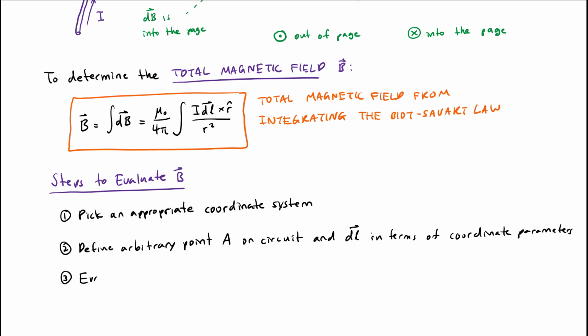Once you have that, then you'll be able to evaluate this cross product, dl crossed with r hat. So you're going to end up with a magnitude and a direction.